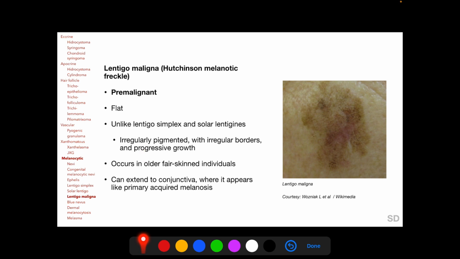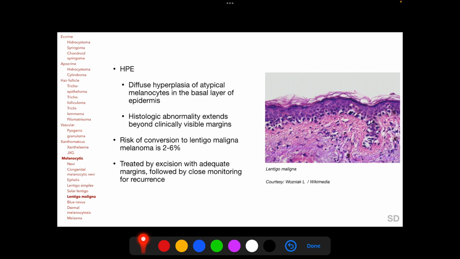Lentigo maligna occurs in older fair-skinned individuals and can extend to the conjunctiva, when it appears like a primary acquired melanosis. On histopathological examination, lentigo maligna shows diffuse hyperplasia of atypical melanocytes in the basal layer of the epidermis, and the histologic abnormality extends beyond clinically visible margins. The risk of conversion to lentigo maligna melanoma, which we will be discussing in the next session, is 2 to 6%, and lentigo maligna should be excised with adequate margins, followed by close monitoring for recurrence.